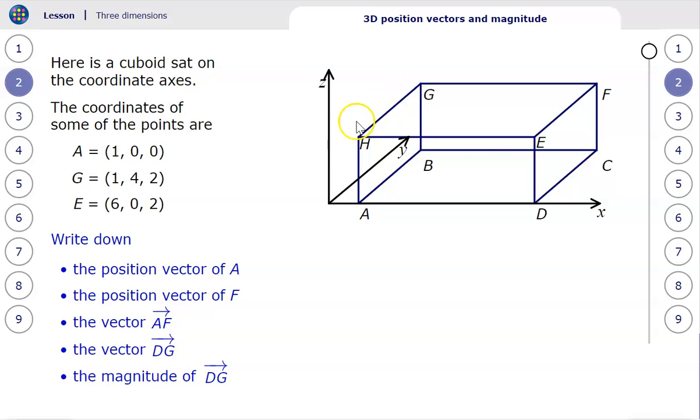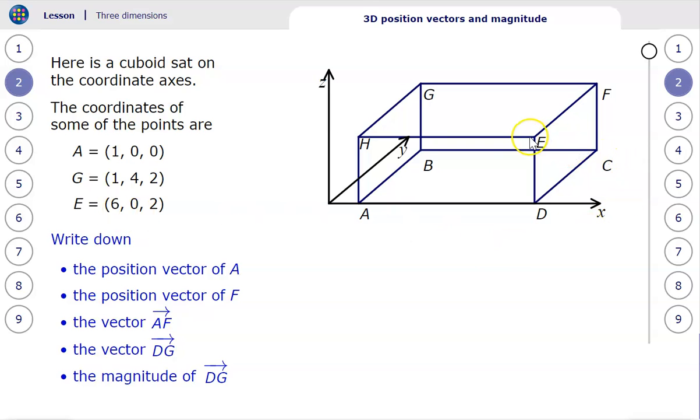So any point that's up here, H, E, and F, will all have a z component of 2. Any point along here, so B, C, F, and G, are all going to have a y component of 4 because they're 4 away along the y-axis. Any point along this line over here is going to have an x-coordinate of 1. So A, H, G, and B all have an x-coordinate of 1. We can see that over there.